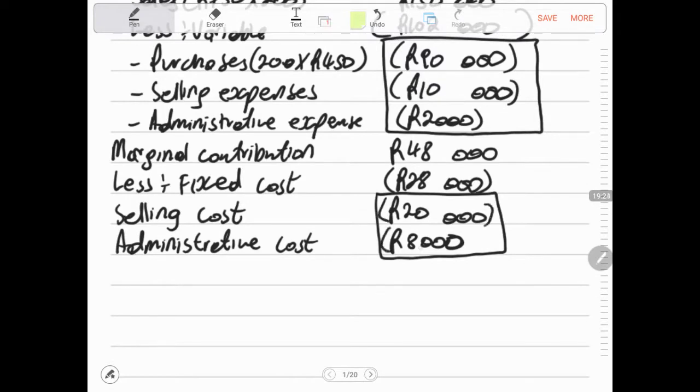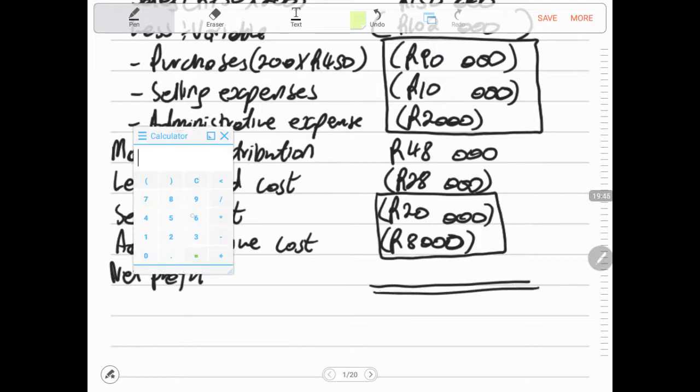I prefer to write the brackets to indicate that it's a negative, although this is a sign that I am deducting whatever is below. I'm just used to it in case I forget to say less. Then I will get to my net profit at the end of the day. My net profit will be 48,000 minus 28,000, and this gives me a profit of 20,000 rands.